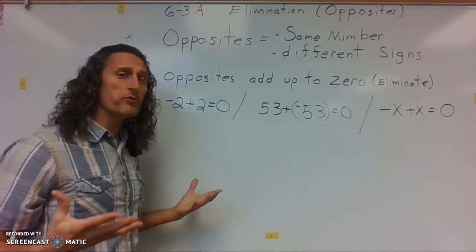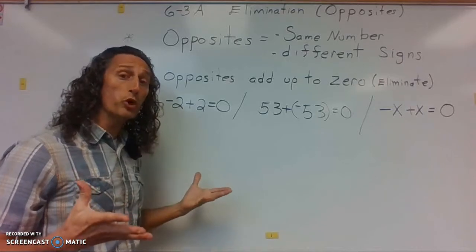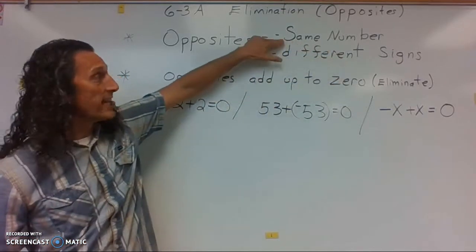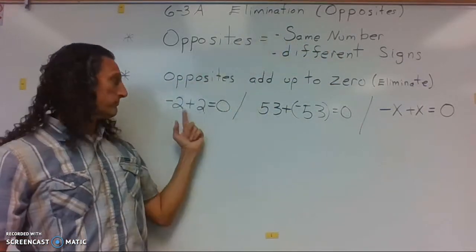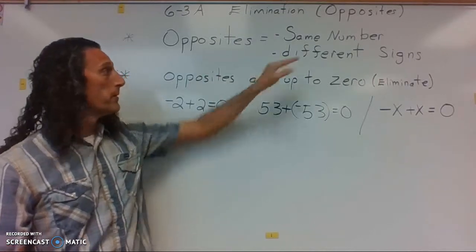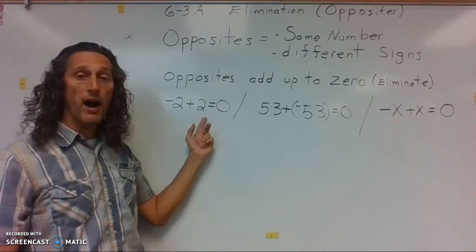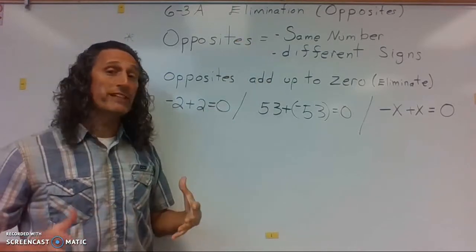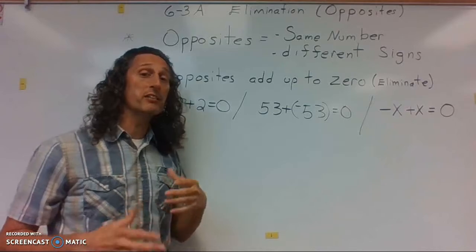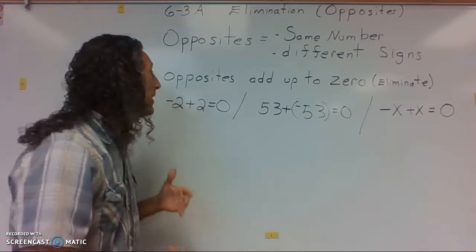It's pretty simple. Most of you guys know it. It's just like I said, it's hard to put in words. It's the same number, right? 2 and -2, same number, but with different signs, right? One's negative, one's positive. So same number, different signs. Pretty easy concept, but this is why they're so important in math.